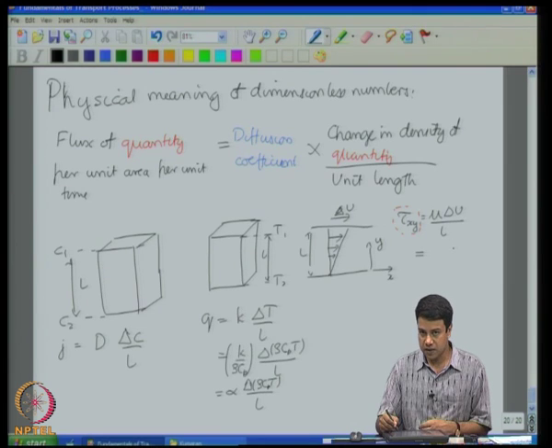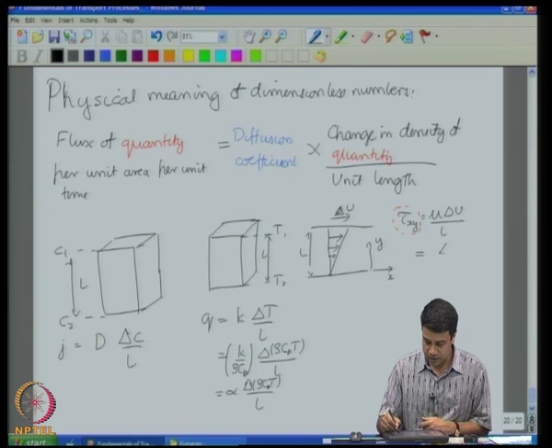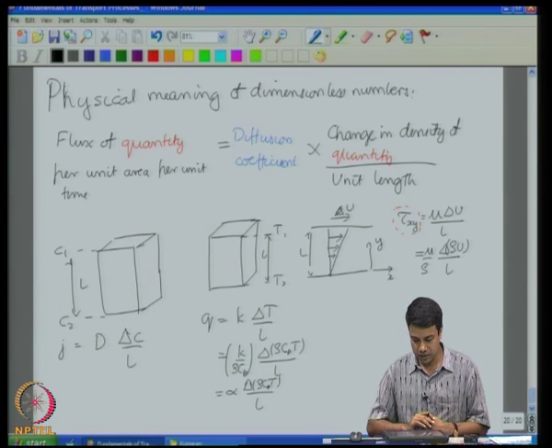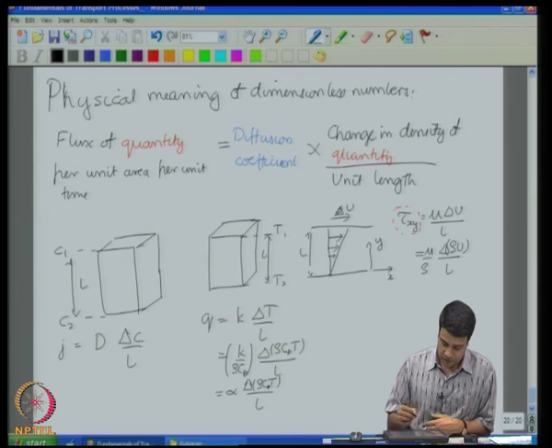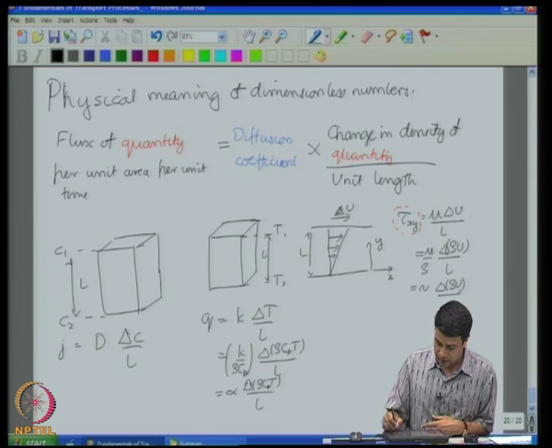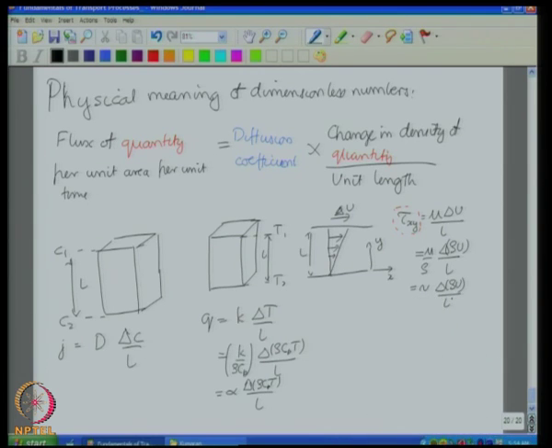Now, momentum is mass times velocity, so momentum density will be mass density times velocity. So, this will be the difference in the momentum density times velocity, divided by L, and obviously the prefactor has got to be equal to mu by rho. So, the diffusivity for momentum is the kinematic viscosity. This is equal to nu times delta of rho u by L. So, the diffusivity of momentum is the kinematic viscosity, mu by rho.